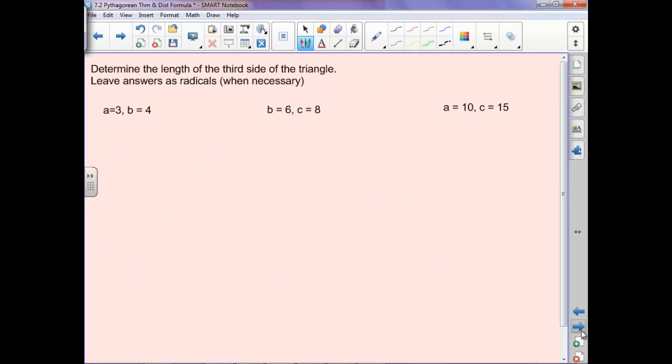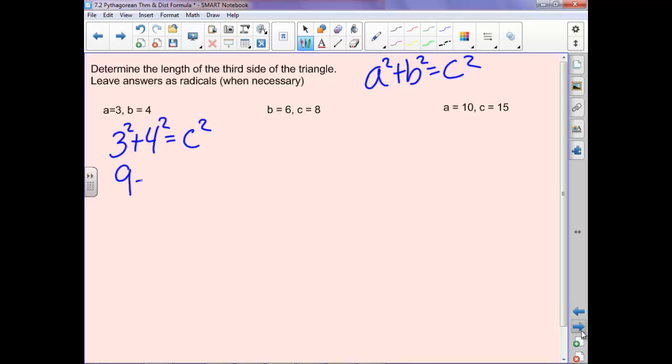So remember, our Pythagorean theorem was A squared plus B squared equals C squared. So when we determine the third side of a right triangle, we're already given our A and B. So we've got 3 squared plus 4 squared equals our C squared. 3 squared is 9, 4 squared is 16. So our C has to be 5.